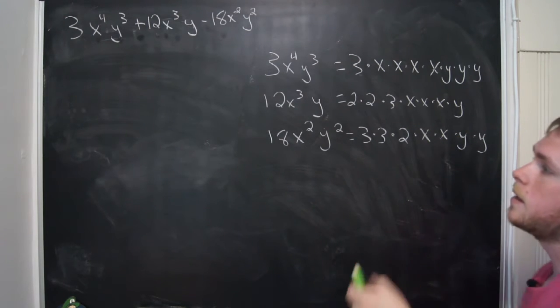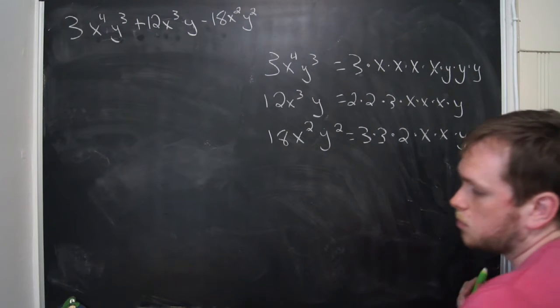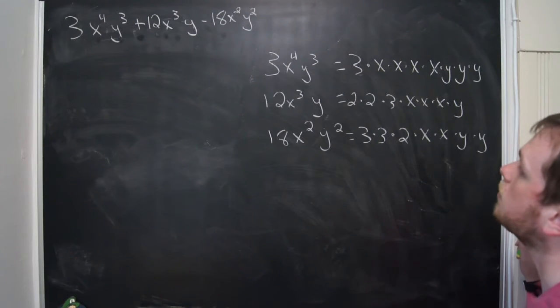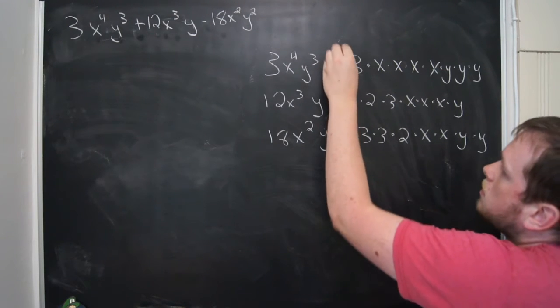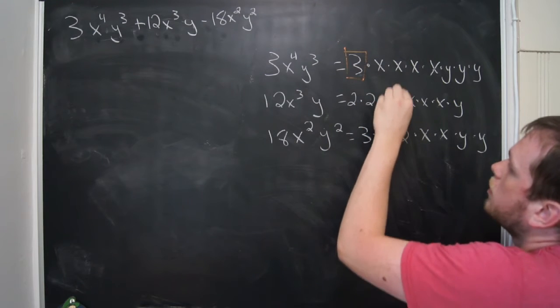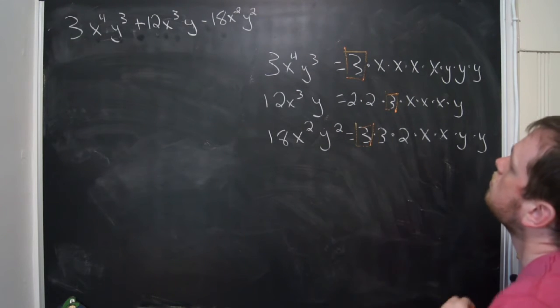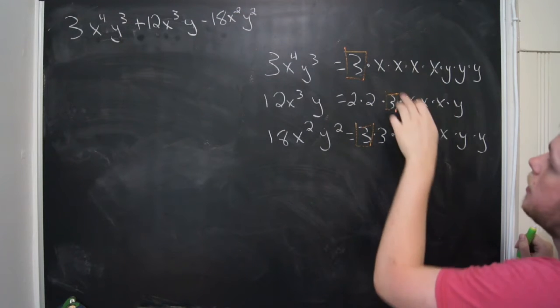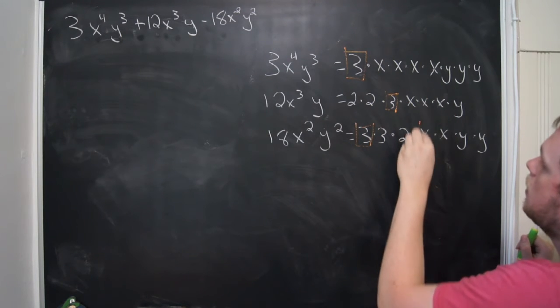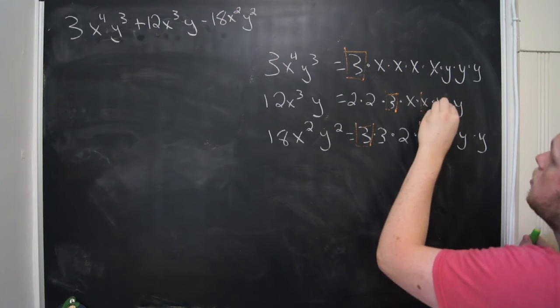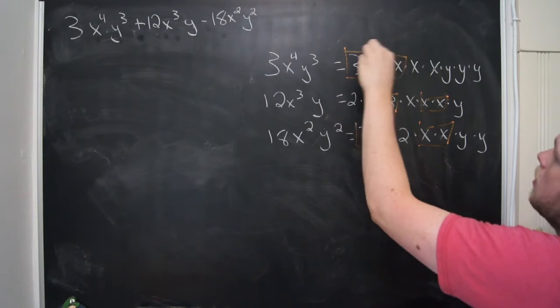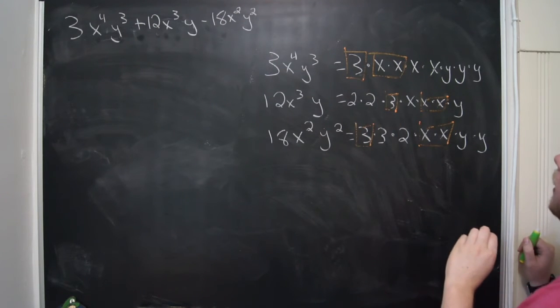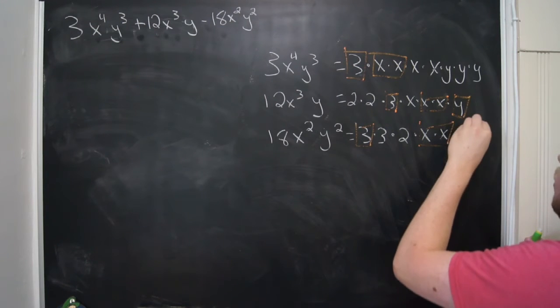Alright, so I have the prime factorizations of my 3 terms. Now I'm just going to take a look and see what they all have in common. Well, first it looks like they each have at least 1 3. What about the x's? I have 4 here, I have 3 here, and I have 2 here. So it looks like each one has at least 2 x's. And it looks like each term has at least 1 y.